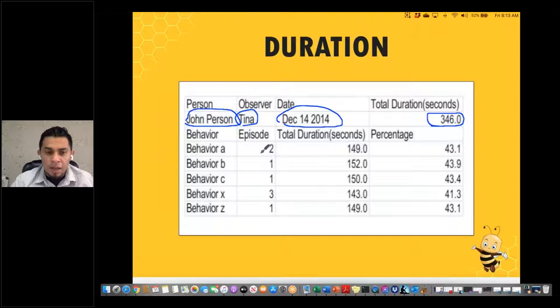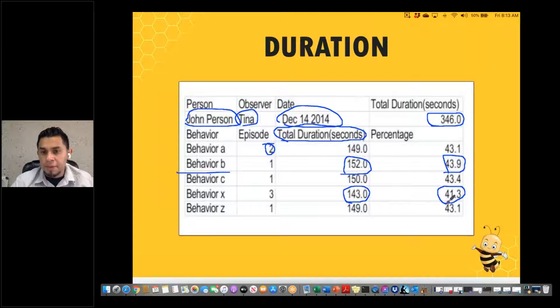This is really the main thing we want to focus on here: seconds, how long did each of these behaviors last? Looking at this information, you're able to see that this one, 152 seconds, behavior B, was the highest, the longest in duration. That's relevant to the percentage of observation time. They say this behavior was observed 43.9% of the time in which the observation occurred. The lowest one here occurred for 143 seconds, and it was 41.3% of the time, okay?